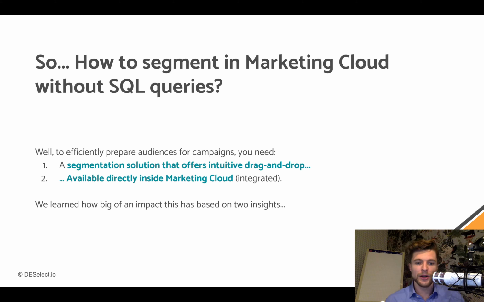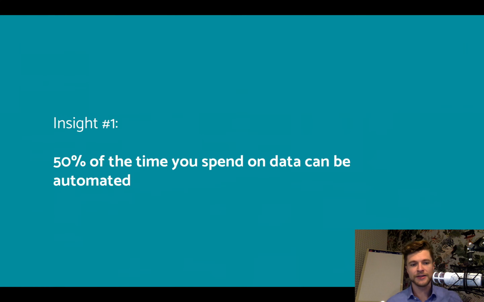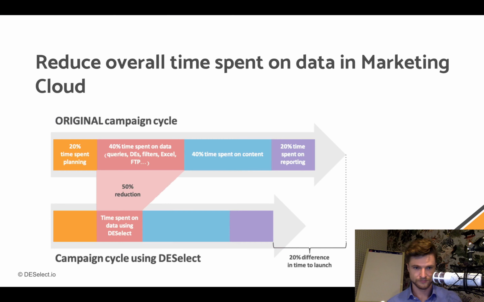Now, we learned how big of an impact this has based on 2 key insights. Insight number 1: 50% of the time that you're spending on data can probably be automated. That sounds like a bold statement, but we found by surveying VPs of marketing, marketing directors, and people who lead marketing automation teams, as displayed here in the upper bar, that they would be spending about, on average, across their team, 40% of their time on data.